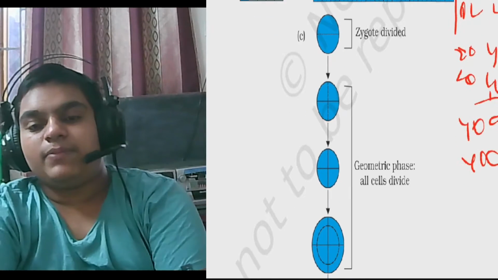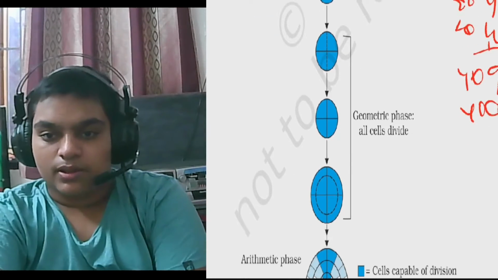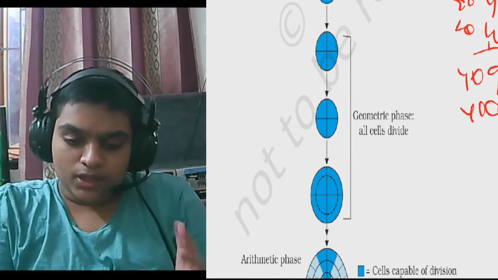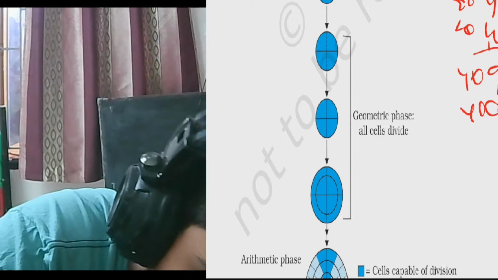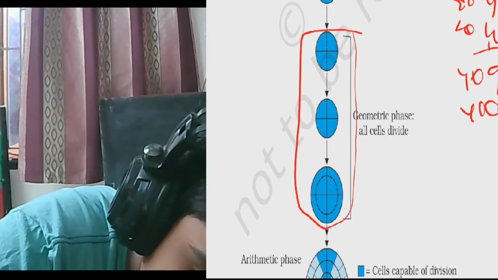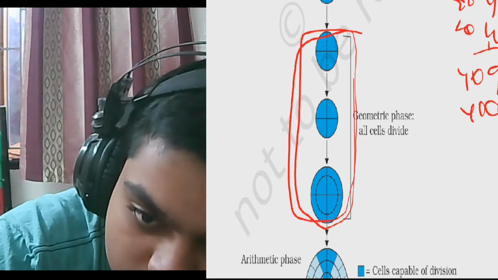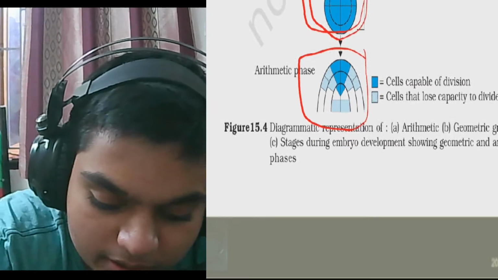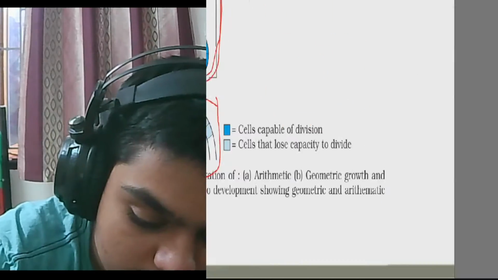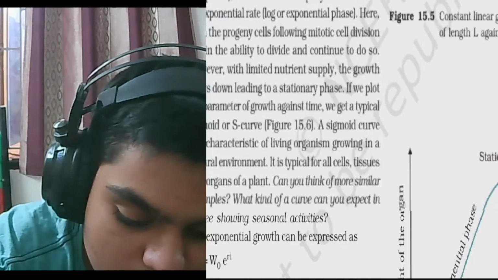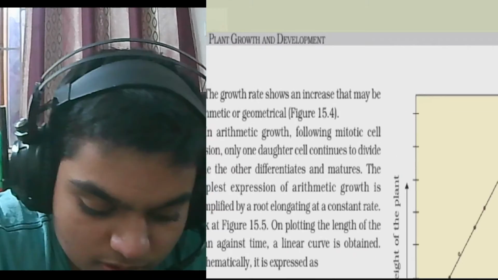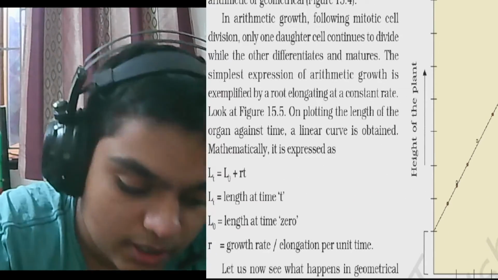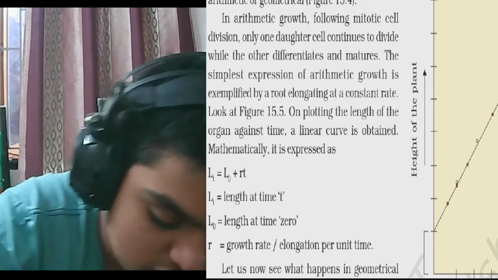But whereas coming to the zygote, this zygote shows both the phases. From the zygote dividing till here, this phase is your geometric phase, and the rest of the life is your arithmetic phase. That is the embryo development, which shows both phases. Completed.